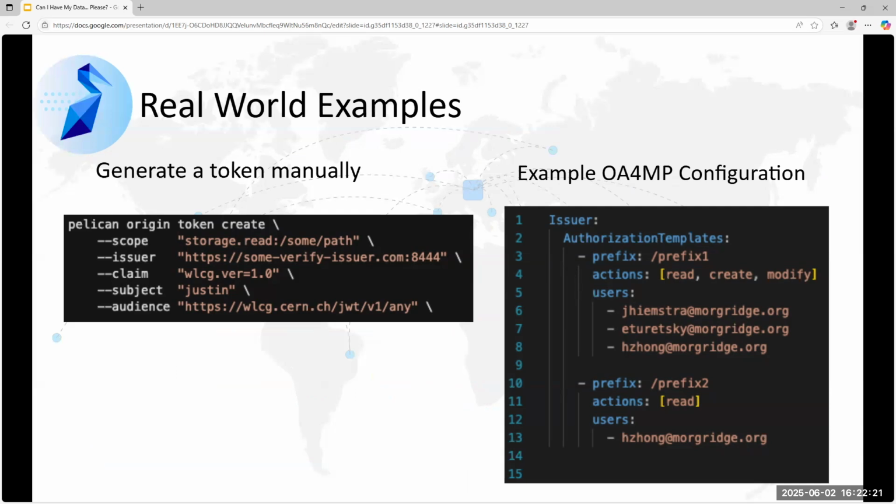On the left, this is the Pelican token creation tool that we provide currently, Pelican Origin Token Create. You have to enter all of this metadata. If you make any typos or you don't know which fields are correct, or we as the federation administrators set something up incorrectly, this isn't going to work for you. So there's a bit of a minefield that we lay here. On the right side, this is a piece of the total OA4MP configuration. I think the key things to point out are that we define some prefix, some part of the federation. We define some set of users, and then the set of actions that those users are allowed to take for that resource.